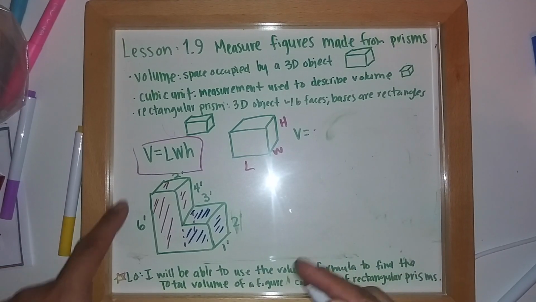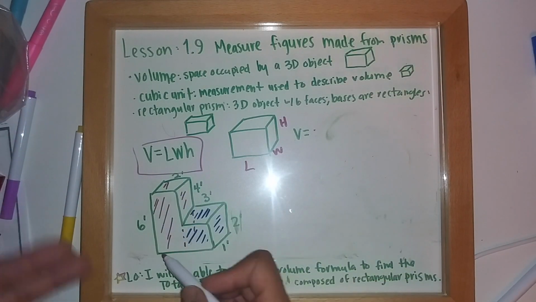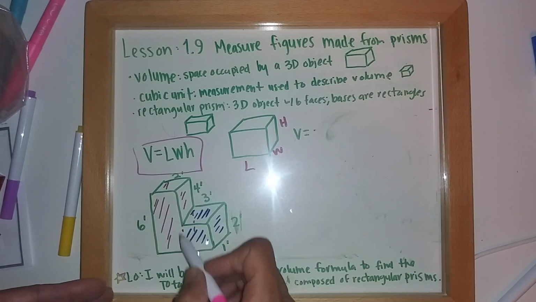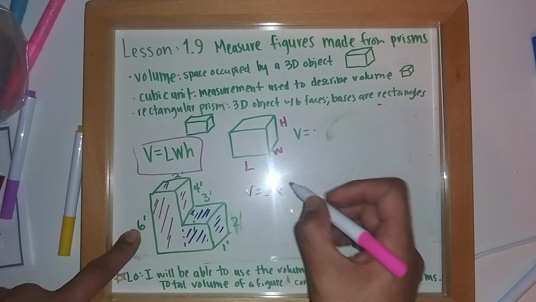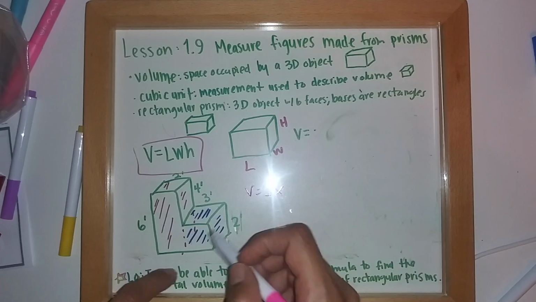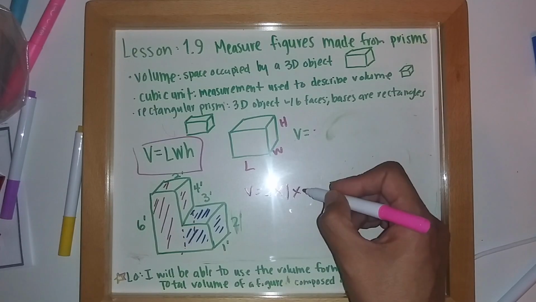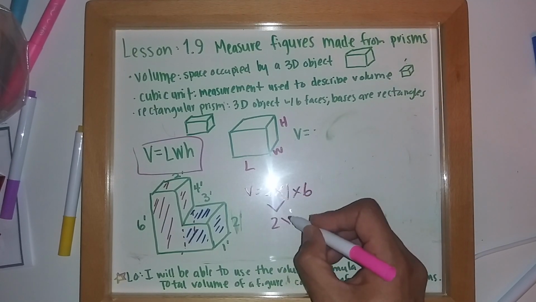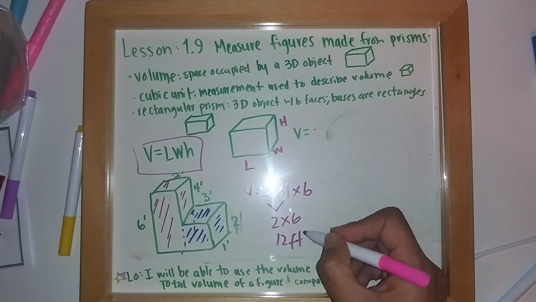So in this case, I can start with my pink one. How long is it right here? Well, this one matches this one, so that's going to be a 2. And then how wide is it? This is going to match this, so that's a 1. And then how tall is it? It is 6. So 2 times 1 times 6 will be 12. And because they're feet, we're going to say cubic feet.